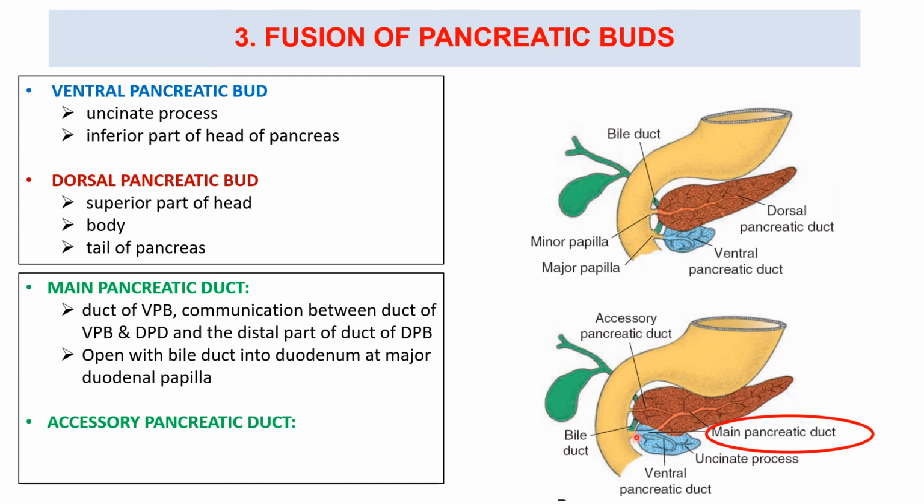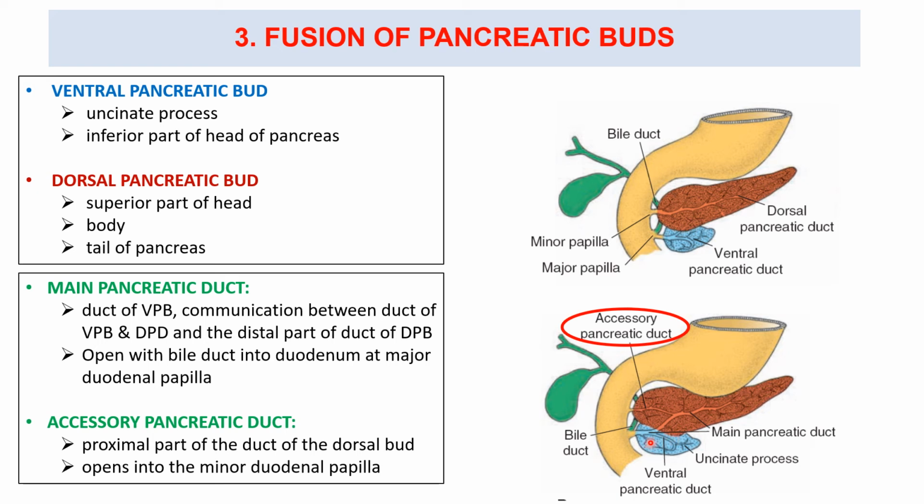So how is this main pancreatic duct formed? This is formed by the duct of the ventral pancreatic bud. The second component is the communication between the ventral pancreatic bud and the dorsal pancreatic bud, and the distal part of the duct of the dorsal pancreatic bud. All these three structures are going to form the main pancreatic duct, and they are going to open with the bile duct into the duodenum, second part, at the major duodenal papilla.